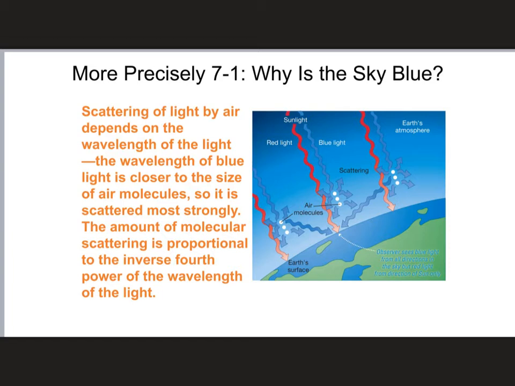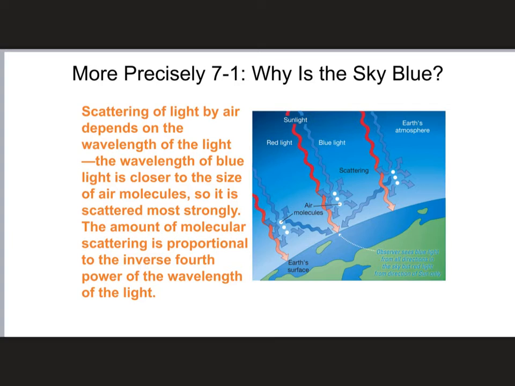Now, it turns out that the amount of scattering of the light is proportional to the inverse fourth power of the wavelength. Here we see proportional to 1 over lambda to the fourth power. That's what that means, where lambda represents the wavelength of the light. Now, if you recall, blue light has half the wavelength of red light, or 1 over 1/2 to the fourth power. That's the amount of scattering. That's how much more scattering the blue light gets than the red light.